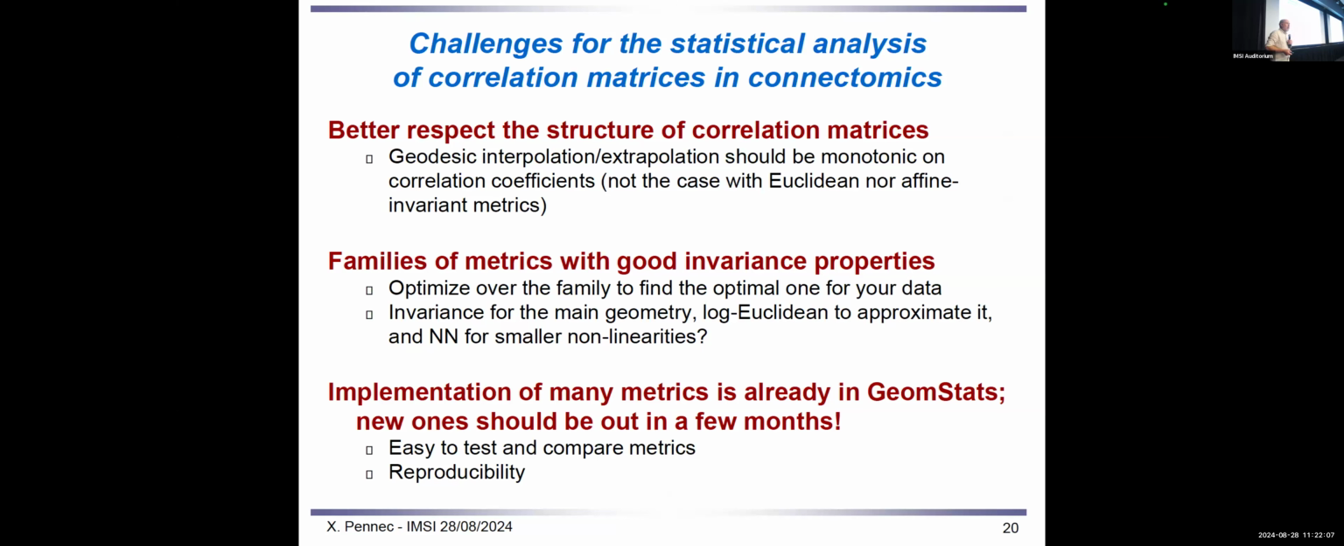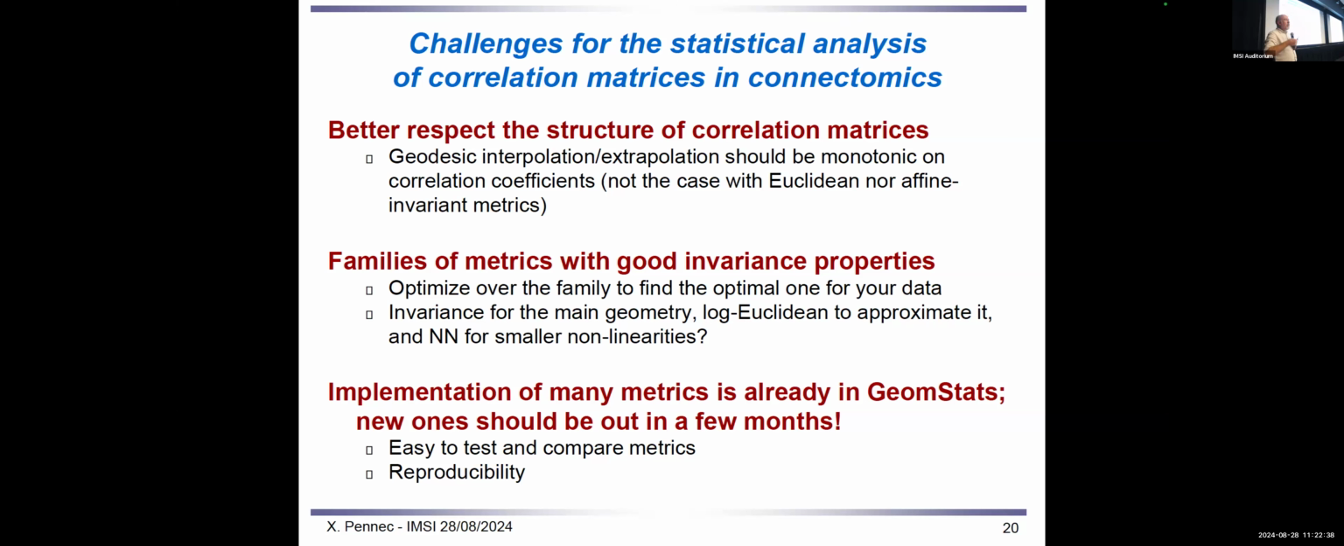So maybe to finish, a few challenges from the mathematical point of view. The first message is, if we're computing on a space of correlation matrices, maybe it's a good idea to look at how to respect the structure of that space. If we have correlation matrices and we want to interpolate or extrapolate, then the result should remain a correlation matrix, if we want to keep the interpretation. So that's the mathematical setting.